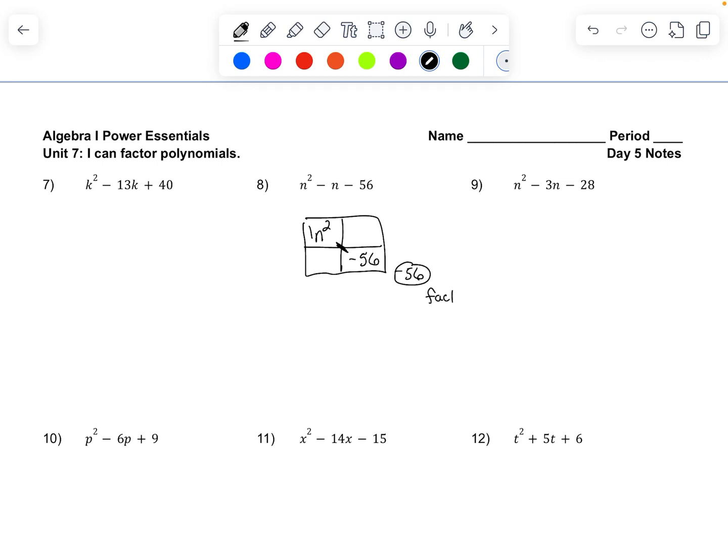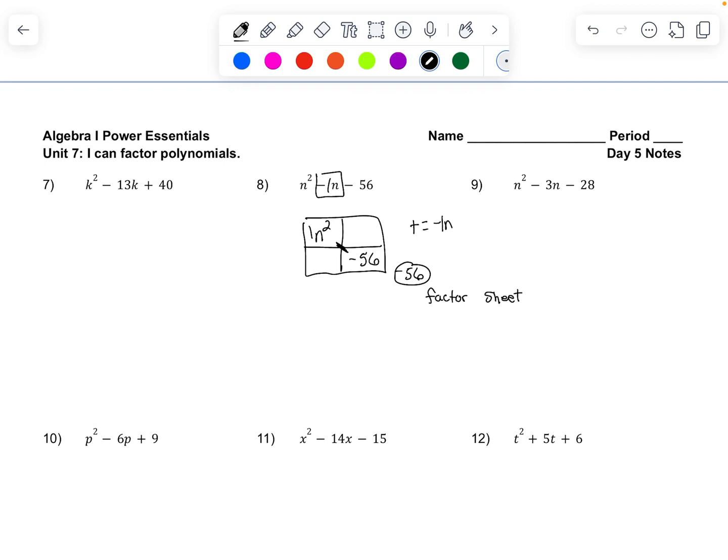And again, this is the number we're looking at on our factor sheet. Okay, we're looking at the 56 pairs. So we have 1 and 56, 2 and 28, 4 and 14, or 7 and 8. So it's one of those 4 pairs that will go in those remaining 2 boxes. And they need to add to negative 1n, right? We could sneak a 1 in front of that n, so they need to add to a negative 1.